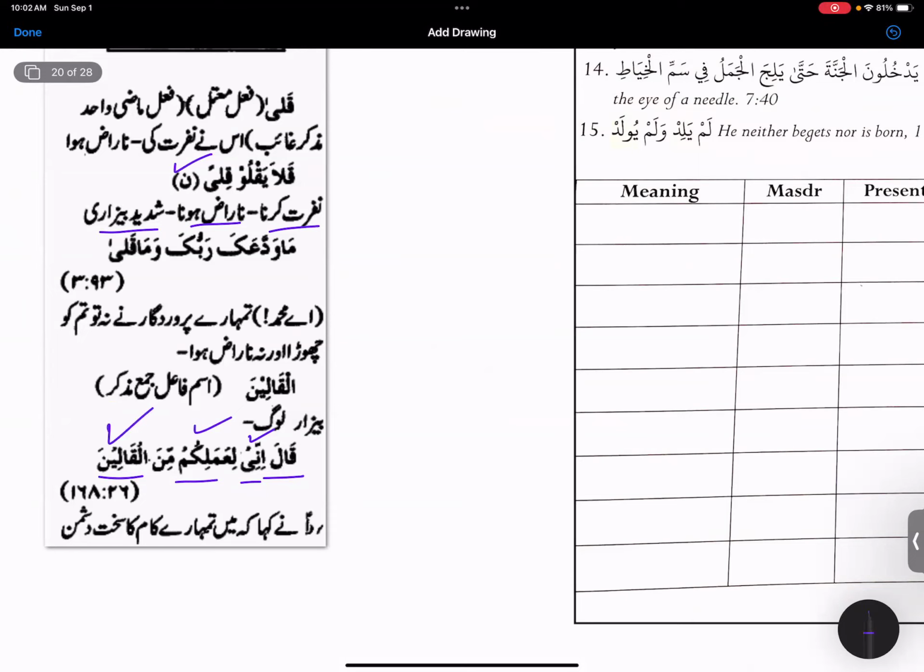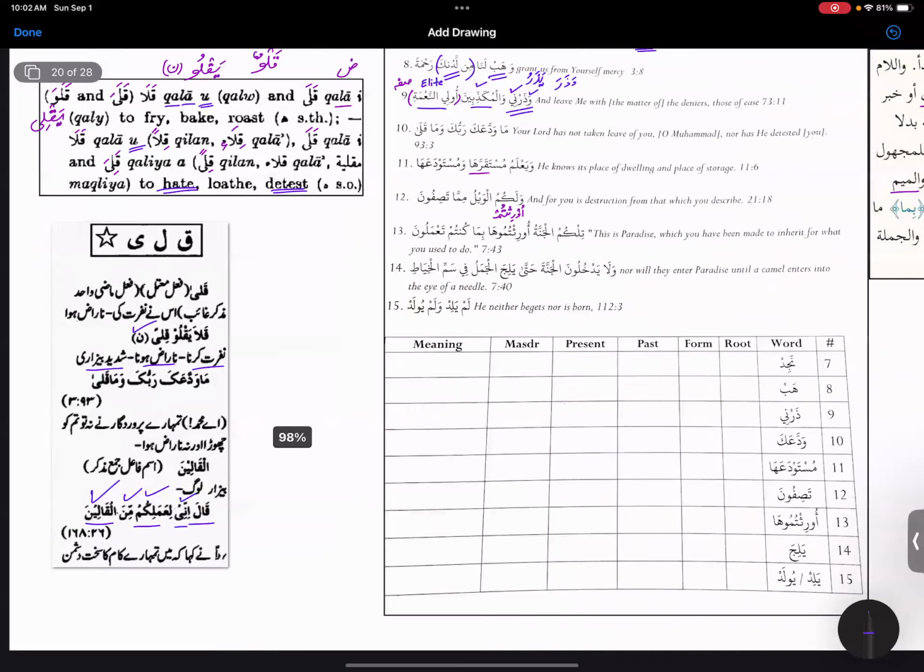Qalin, ism fa'il. Qalun, qalina, qalina. Right? So min come, and this is like ism majroor, qalin, right?